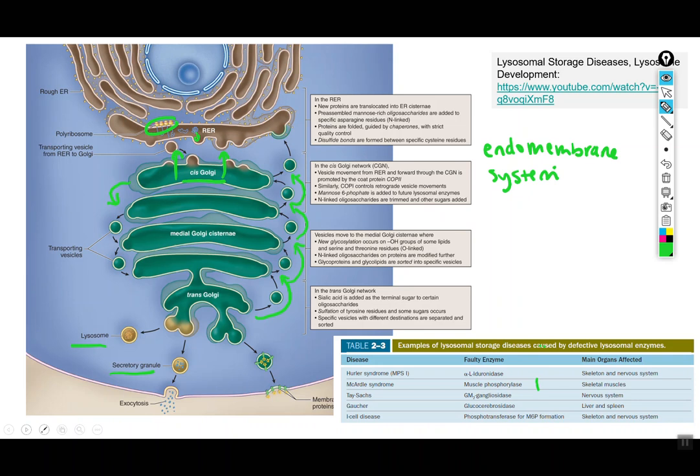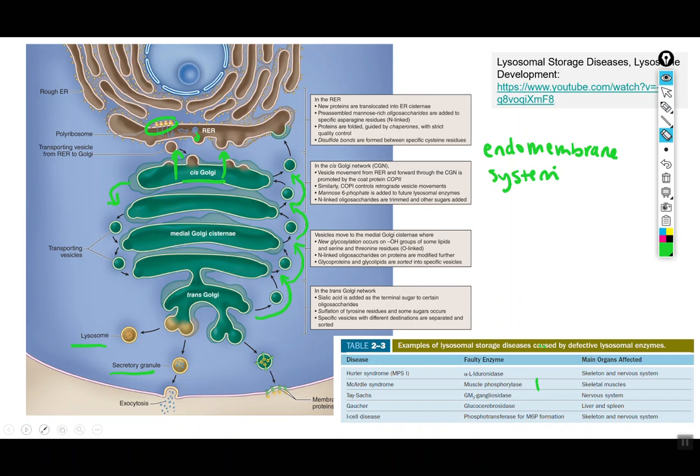So the idea that there's a cis and trans face, one's closer to the RER, one's closer to the cell membrane, and then the idea that there's both antero, so cis to trans, and retro, trans to cis, retrograde transport in the Golgi. So that's kind of the idea there. So both taking in things and leaving things.